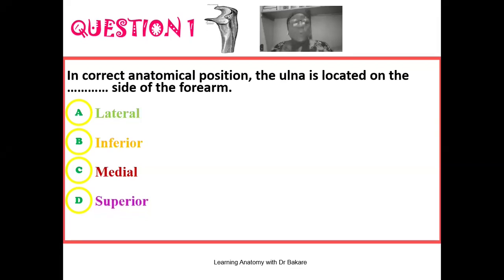Out of all these options, the correct answer as it relates to the position of the ulna in the forearm region is that it is located medially. We know that the radius is located laterally, while the ulna is located medially. Hence, this is the correct answer.